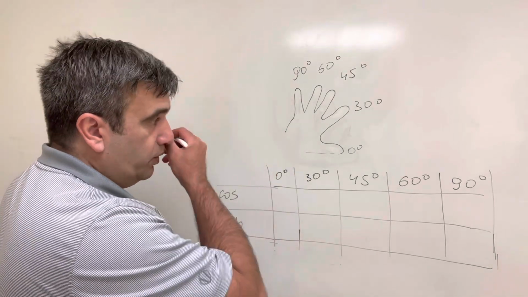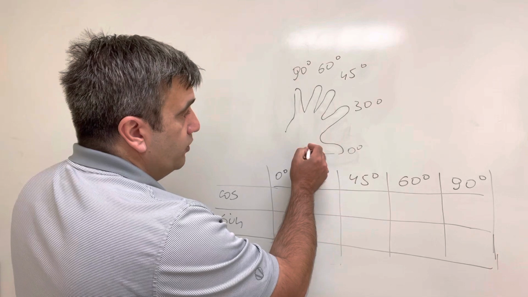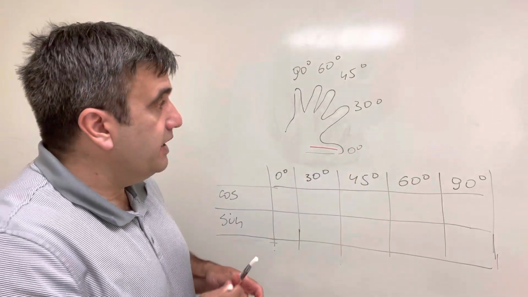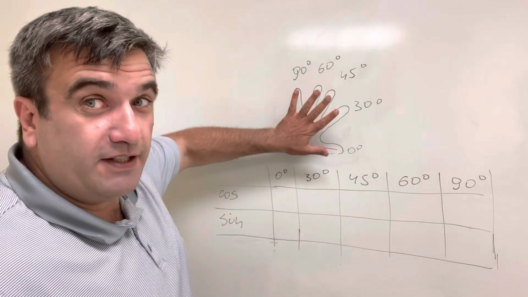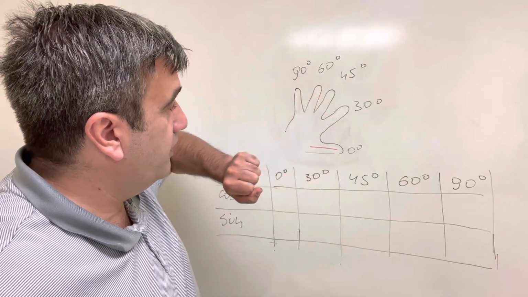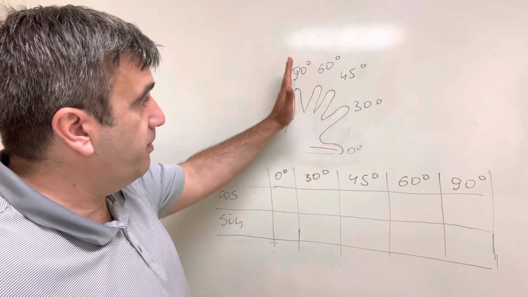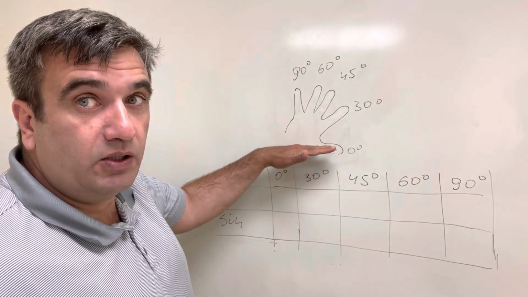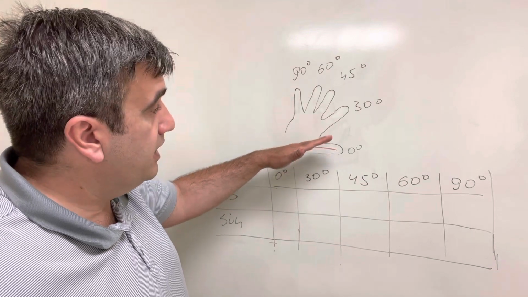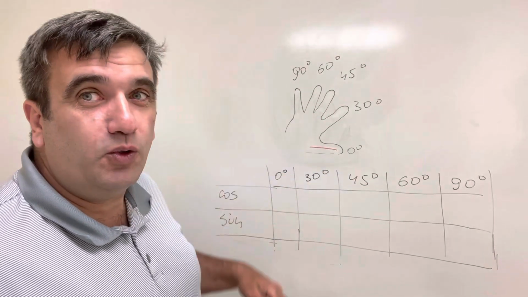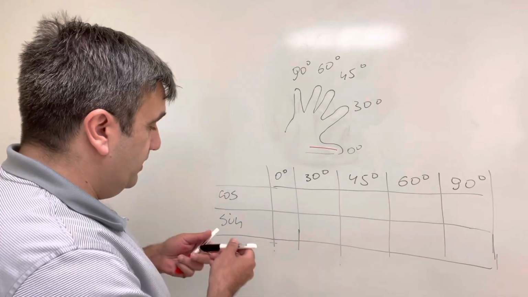Okay, so what we want to do is figure out the values of 0 degrees. And this is our hand, with fingers. All fingers above this line will be cosine values. All fingers below this line will be sine values, okay?